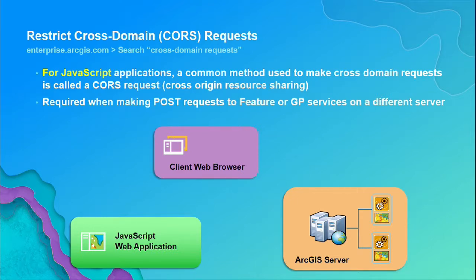So the diagram that I've got here on the slide will make it a little bit easier to understand. In the purple box is the client web browser, and it's accessing a JavaScript web application, what I've got there in the green box. Now inside that JavaScript web application is a reference to an ArcGIS Server service. The service resides on another machine potentially, and this request to the service on the other machine is considered a cross-domain request. If this request happens to be a post request, it has to be a CORS request, as we've identified here.